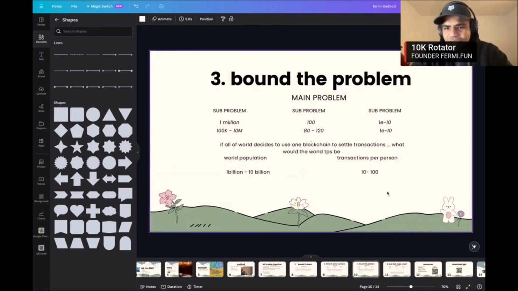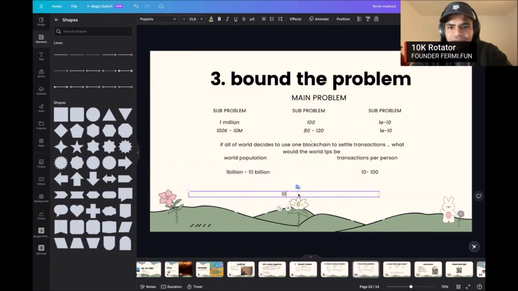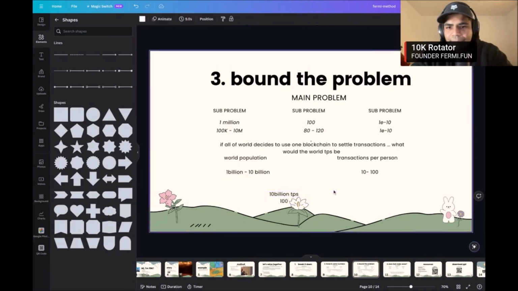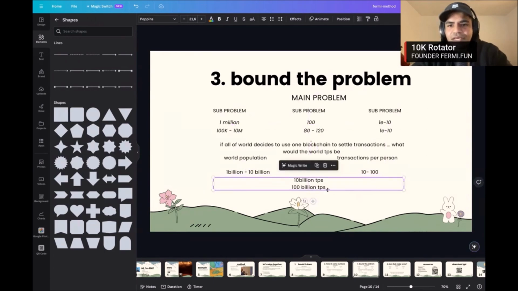We just multiply this, right? 1 billion times 10, that's 10 billion transactions per second. Let's say the minimum value is 10 billion TPS, and then the maximum is 100 billion TPS, which is not the case. It's the theoretical maximum. Now if you're designing a blockchain, you should be able to use these numbers and figure out what's possible and what's not.